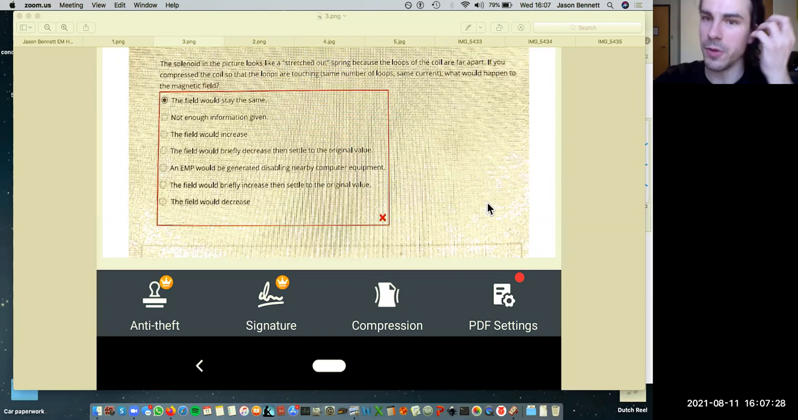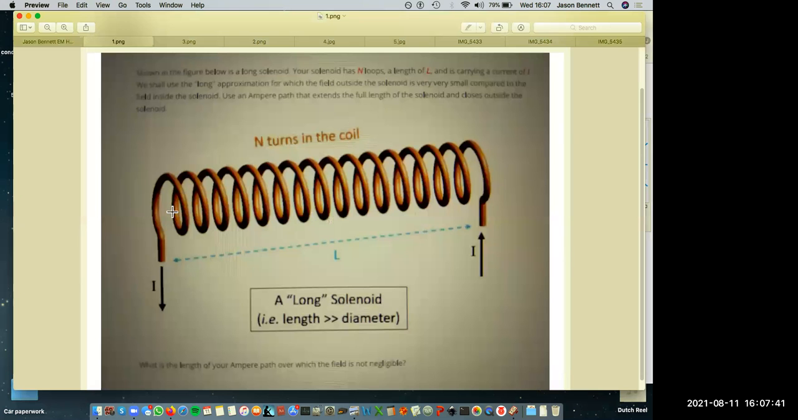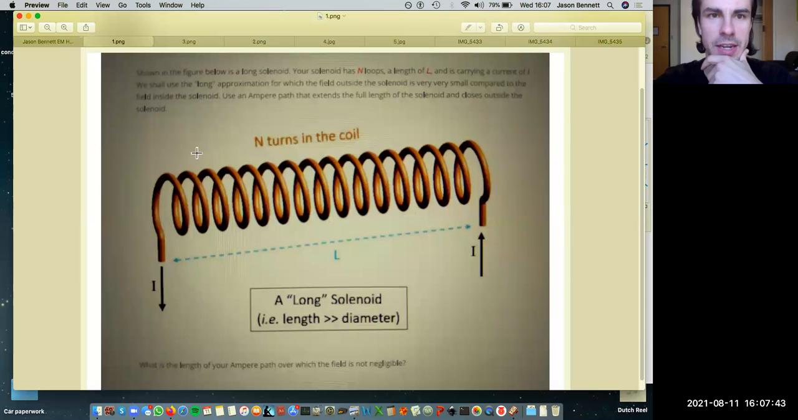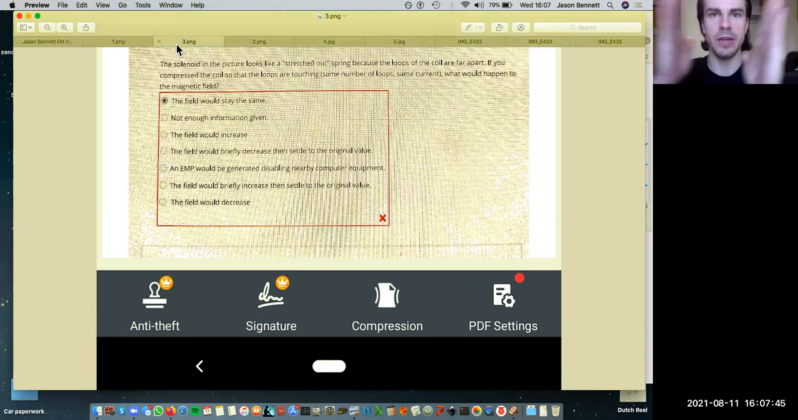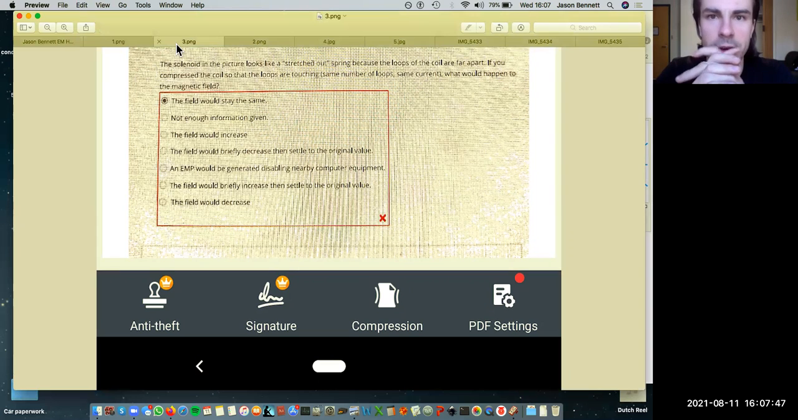At first, I was confused why you got this wrong, because that's what I would have picked. But I think I figured it out. It's saying this picture is a little bit stretched out, like those coils aren't exactly touching. And what would happen if we shrank it a little bit? The thing I didn't read correctly the first time was that there are the same number of loops and the same current.